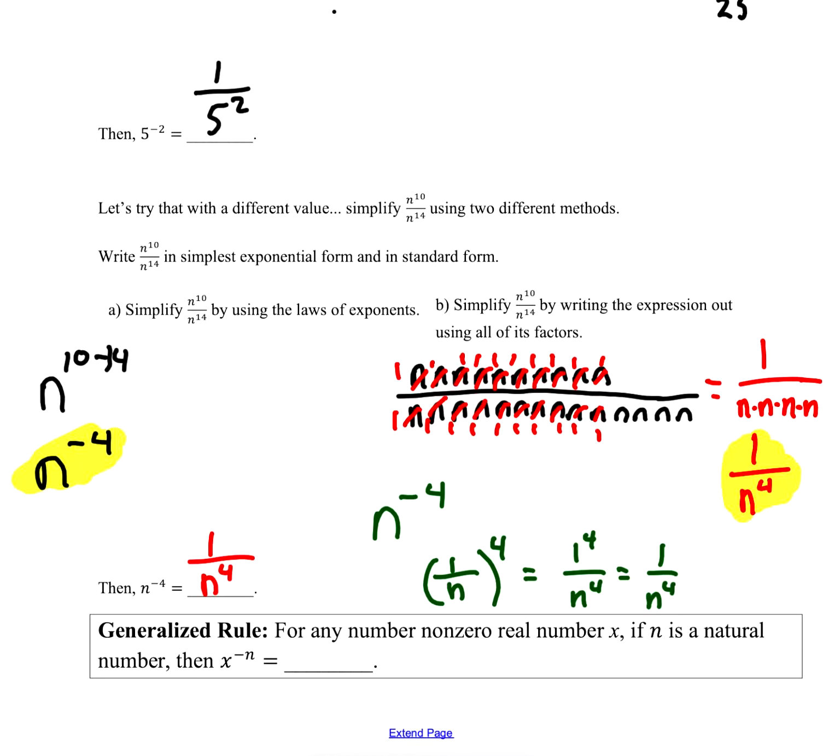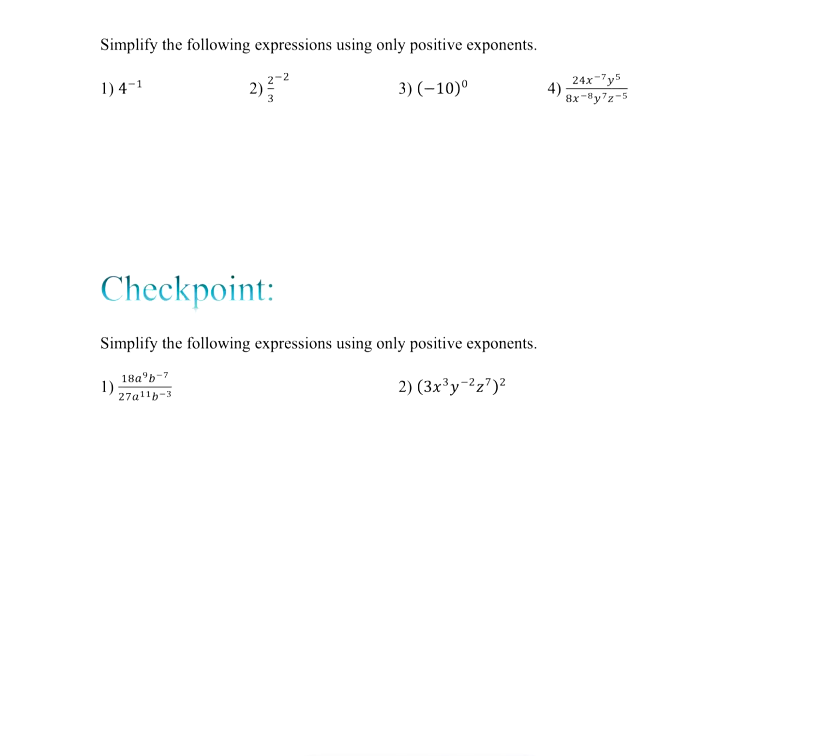So to generalize that, for any non-zero number x, if n is a natural number, then x to the negative n would be equal to 1 over x to the n. That's it. Let's go to the next page. So let's look at 4 expressions that we would simplify using only positive exponents. You never want to leave an answer with a negative exponent.